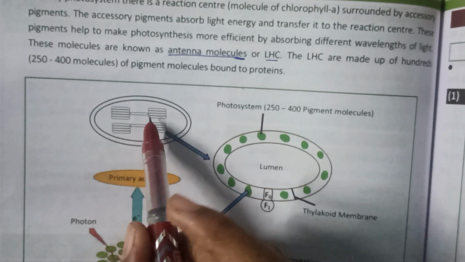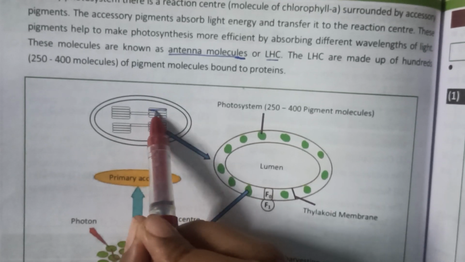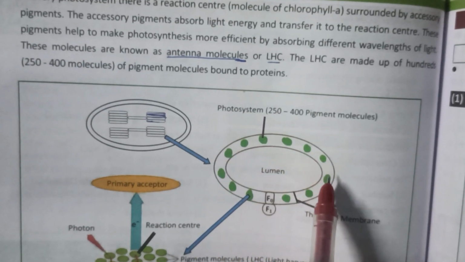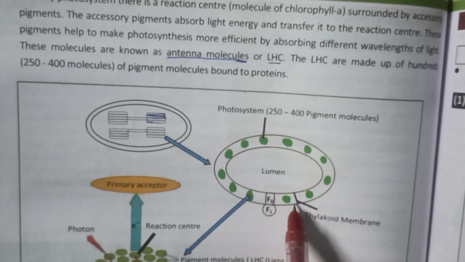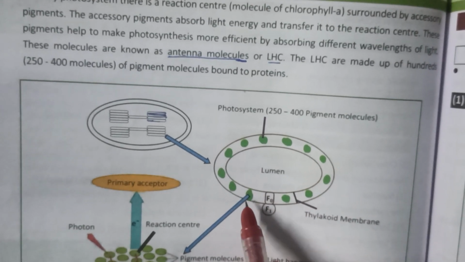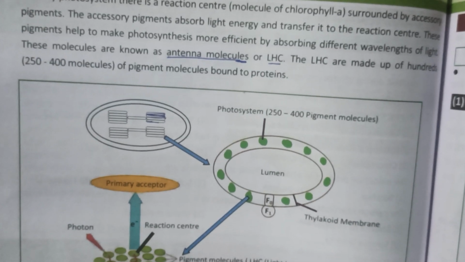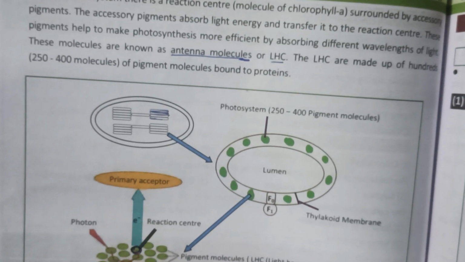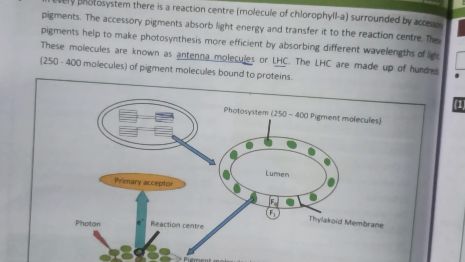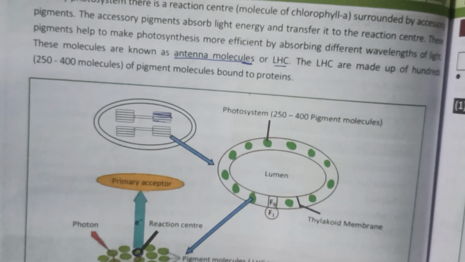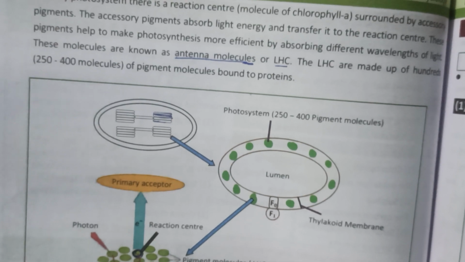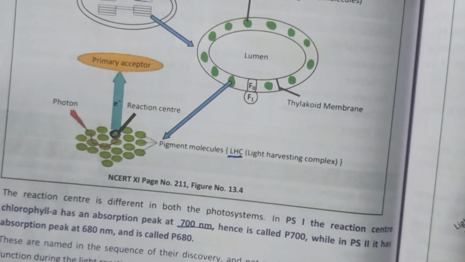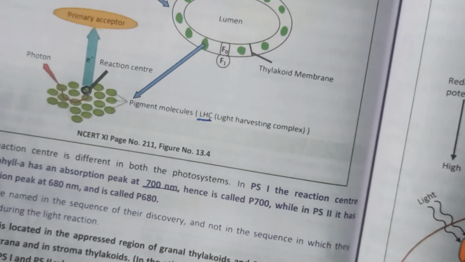So this is the grana. Grana has thylakoids. So if you see the membrane of thylakoid, it has photosystem 1 and 2 arranged. So this is the thylakoid membrane and it has photosystem 1 and 2. This photosystem has a central reaction center, surrounded by protein bound chlorophyll pigments, that is light harvesting complex or antenna molecules that will help in the photosynthesis light reaction.